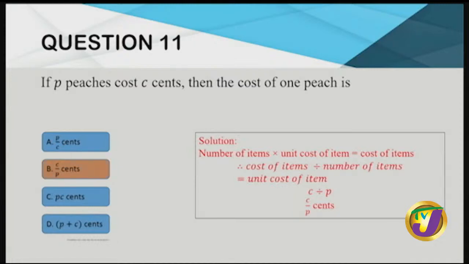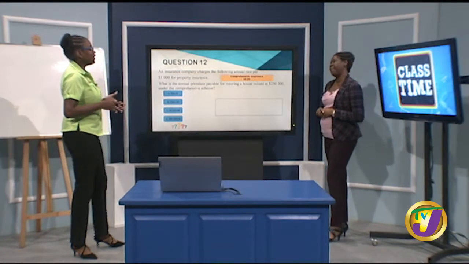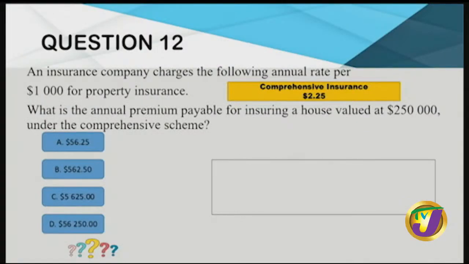All right, so question 12. An insurance company charges the following annual rate per $1,000 for property insurance. And here's a quotation. For comprehensive insurance, it is $2.25. Now, what is the annual premium payable for insuring a house valued at $250,000 under the comprehensive scheme?